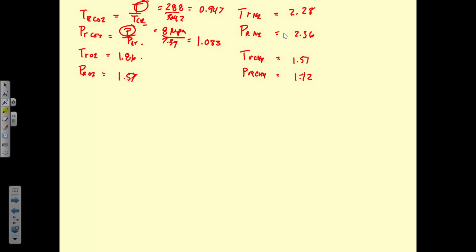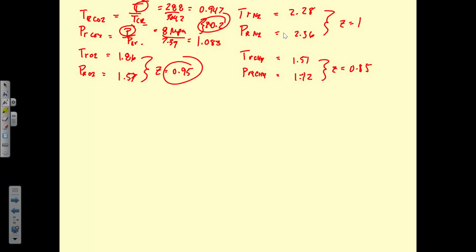Okay, so now using these values, we go to table A15 and we find an approximate Z. So this one is about 0.95. This one is about 0.85. This one is about 1, and then this one is about 0.2. Okay, so 0.2, 0.95, 1, and 0.85.